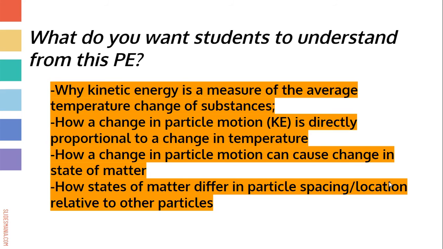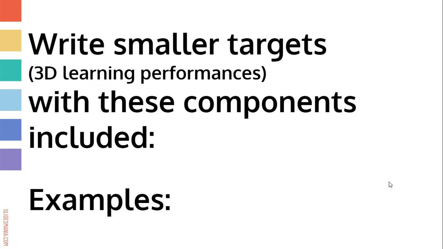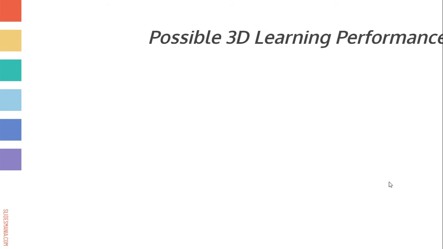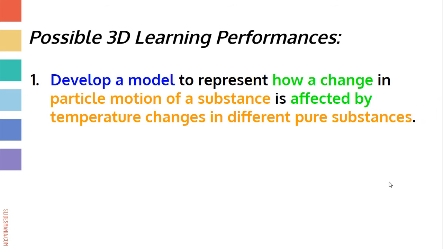So each of those can be broken down into a different learning performance with a practice, with a concept embedded with it. So you're going to write smaller targets, 3D learning performances with these components included. And I'll show you some examples. Develop a model to represent how a change in particle motion of a substance is affected by temperature changes in different pure substances. You see, that's manageable. That's something that you can design activities for, that's something students can wrap their minds around, and they can see that they're actually doing that when they do the explorations, the investigations, the activities that you give them to do.